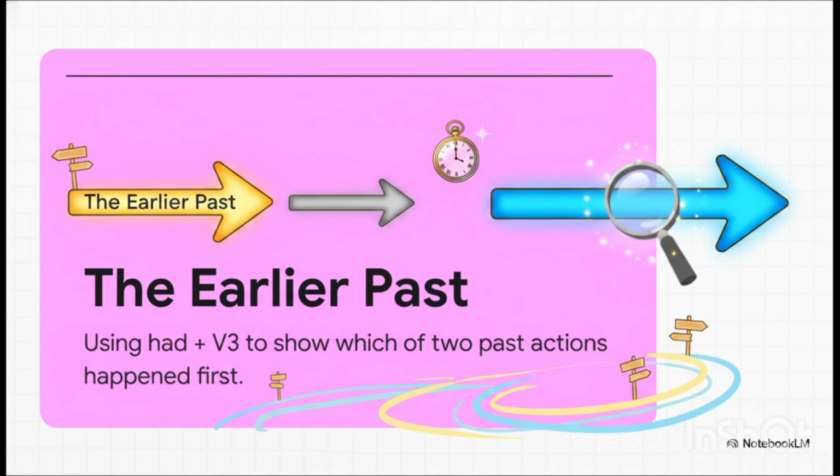Instead, start thinking of it simply as the earlier past. That is literally all it is. You're just using had plus V3 to act as a giant signpost for your listener. It clearly points out which of two past actions happened first. It's just the past before the past.